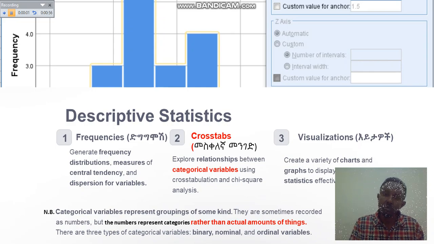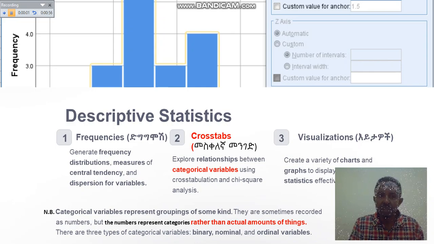And the second one is the crosstab. Cross-tabulation is about the relationship between categorical variables. What are the categorical variables? They are variables like binary, nominal, and ordinal variables.